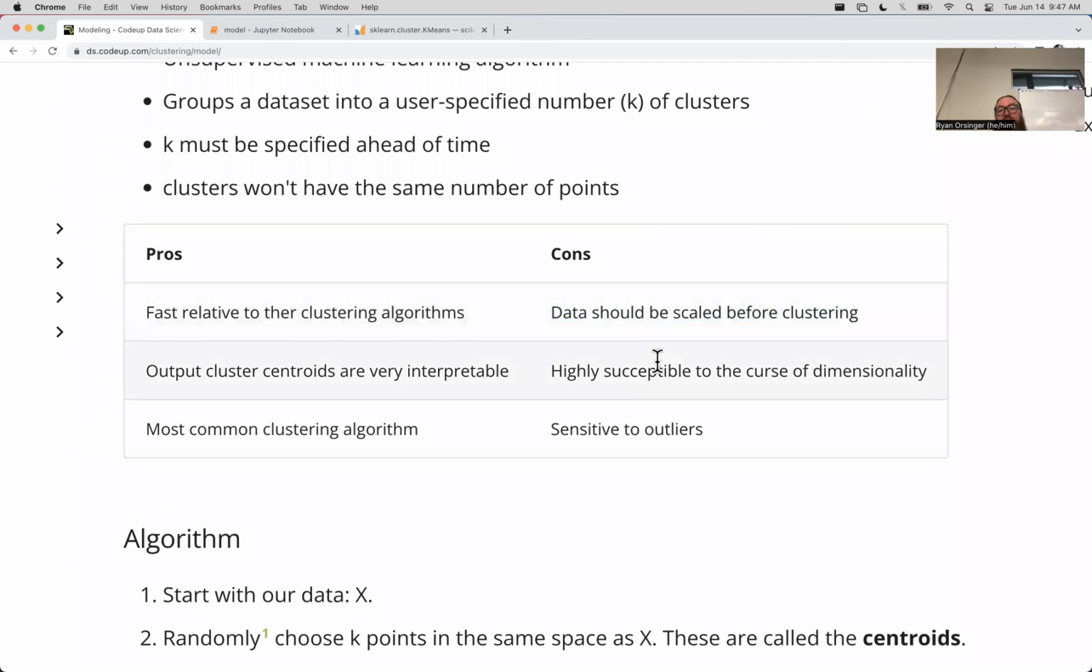and you'll need to encode your categorical columns as well, your binary or your categorical columns, because k-means is all distance based, right?